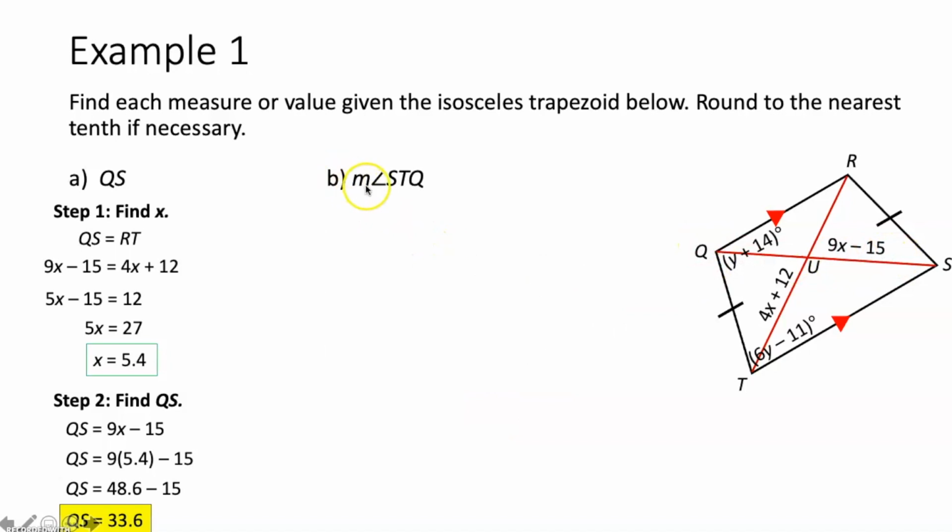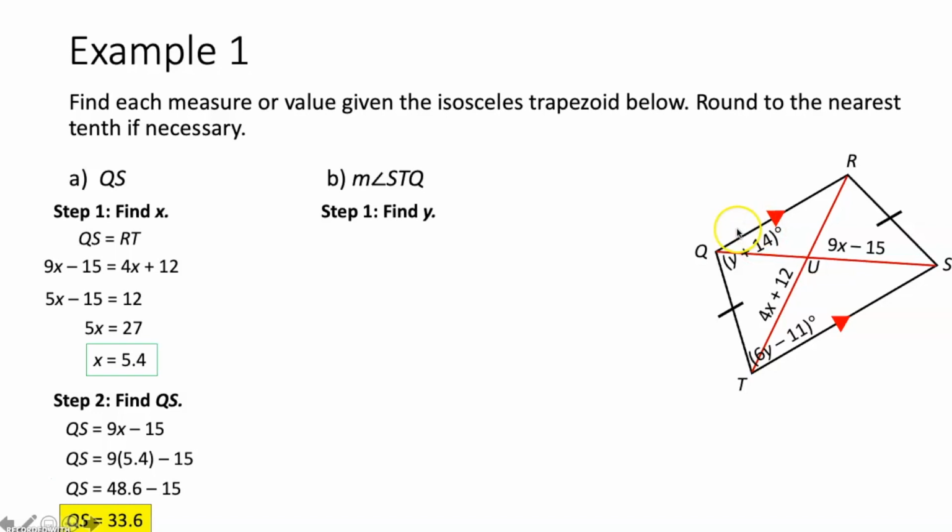Part B, I'm trying to find the measure of angle STQ. So angle STQ would be right here. So its measure is 6y minus 11 degrees. So I clearly need to figure out what y is. So my first step is going to be to find y. So how do I set up an equation to solve for y? Well, I see that the y's are only in our angles here. Well, what do we know about the angles of an isosceles trapezoid? Well, I know that the base angles of an isosceles trapezoid have to be congruent.